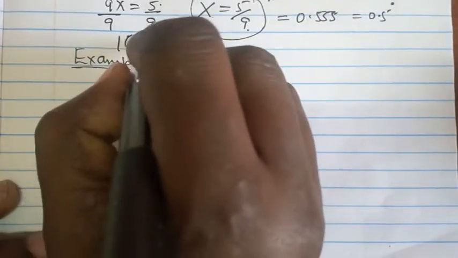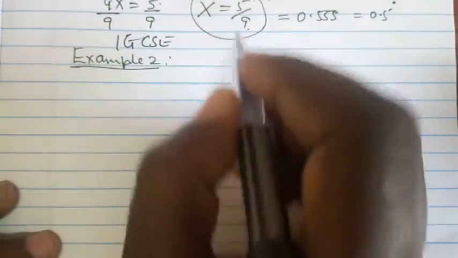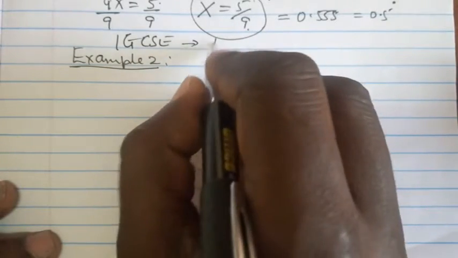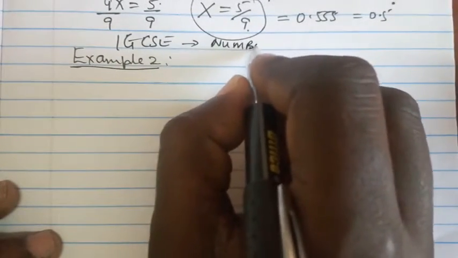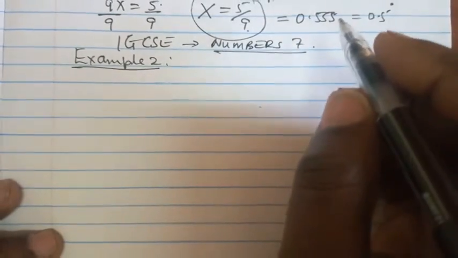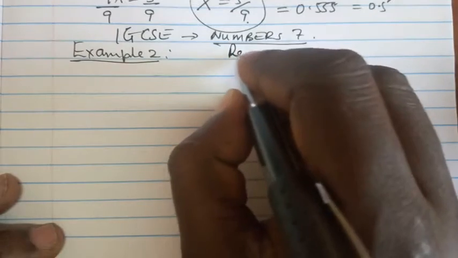Today I continue to explain IGCSE. Of course, we are in a topic that is called Numbers 7, and we'll be looking at recurring decimals.